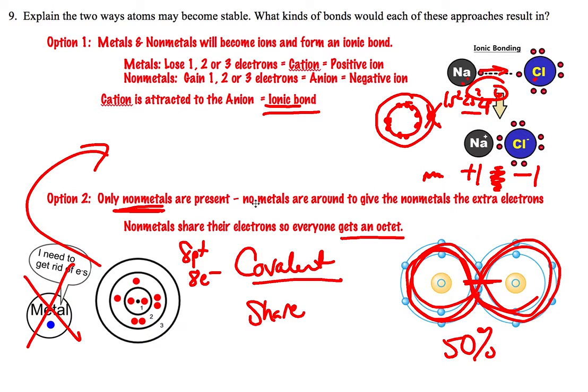So this happens when there's no metals around. The metals can't donate electrons because they're not there. So covalent is when the nonmetals have to cooperate. CO, covalent, cooperate. And they fix themselves somehow and they become stable.